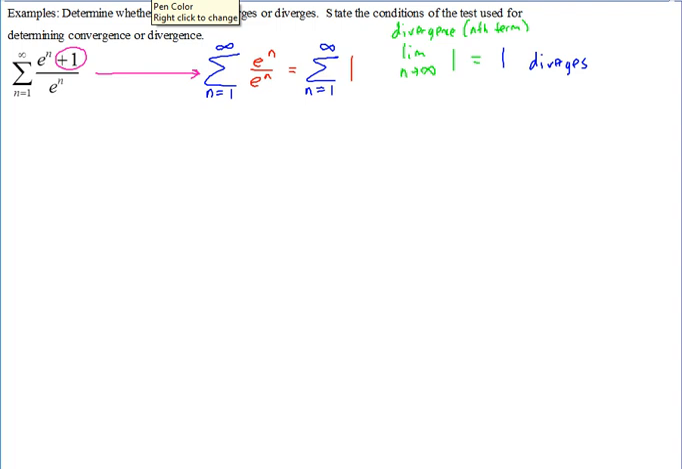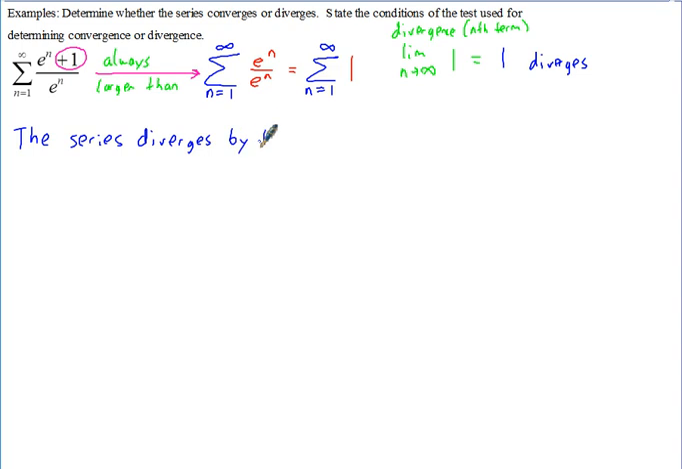And let's take a look at this one. If we add 1 to the numerator, that's going to cause this one to always be larger than this one. So that means since the smaller one diverges, the larger one would have to also diverge. So by the direct comparison test, we could say the series diverges by the direct comparison test.